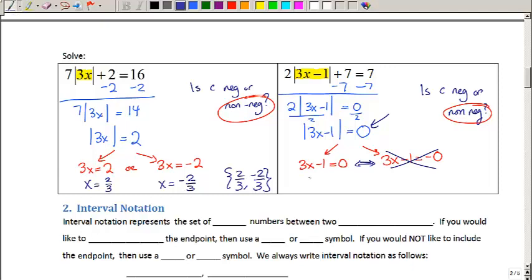So now I will solve the equation 3x is equal to positive 1. Divide both sides by 3. I'm getting x equals 1/3. You're welcome to solve the other equation if you'd like. It's still going to get you x is equal to positive 1/3, and that is my solution set.